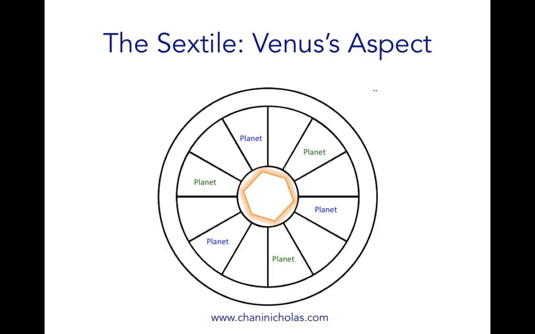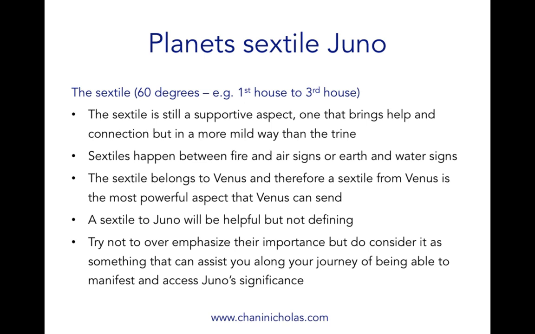And then lastly, we have the sextile, which is 60 degrees away from each other. The sextile is still a supportive aspect, one that brings help and connection, but in a more mild way than the trine. Sextiles happen between fire and air signs or earth and water signs. The sextile belongs to Venus, and therefore a sextile from Venus is the most powerful aspect that Venus can send. A sextile to your Juno will be helpful, but not defining in terms of your chart, in terms of your life. Try not to overemphasize their importance, but do consider it as something that can assist you along your journey of being able to manifest and access Juno's significance, which is relationship.